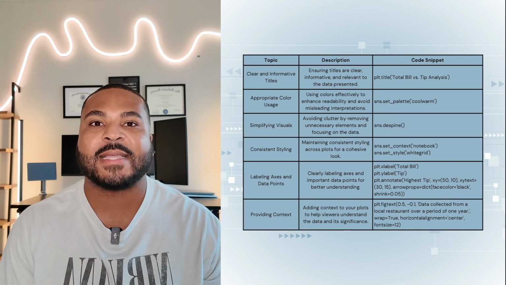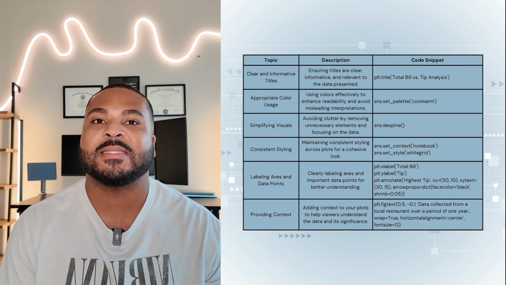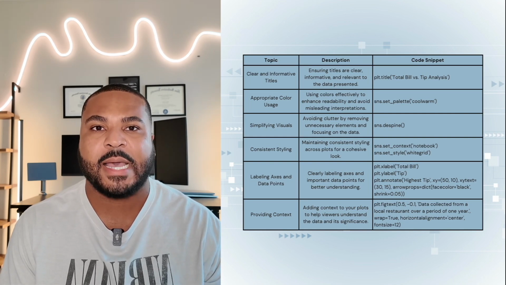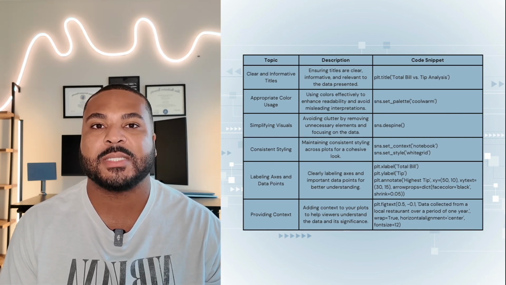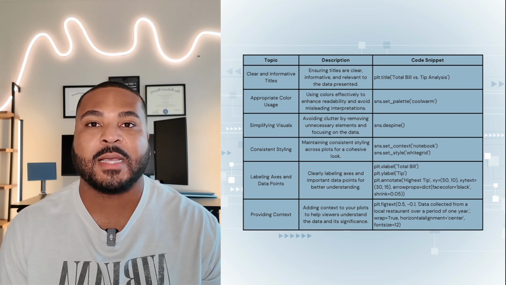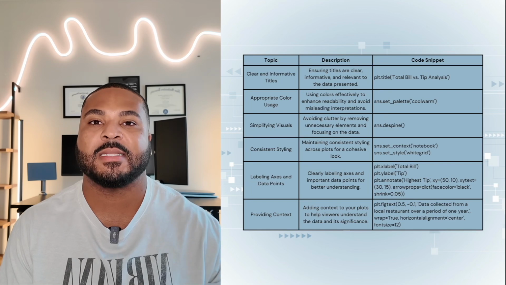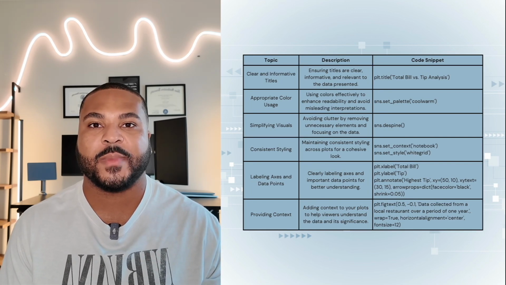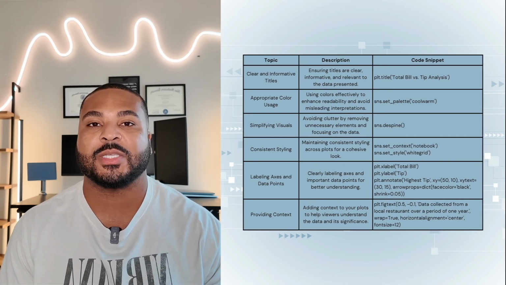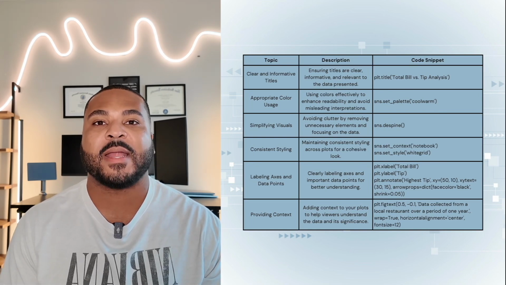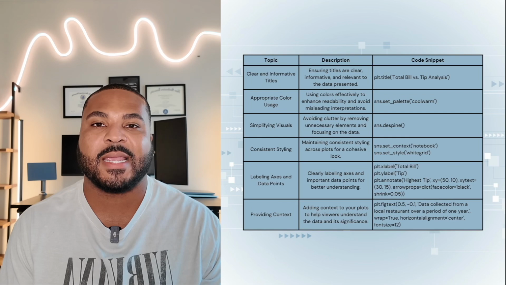Clear labels of axes and important data points is essential for understanding the plot. The fifth code snippet shows how to label axes and annotate a specific data point. Adding context to your plots helps viewers understand the data and its significance. You can add contextual information using the fig text function. This code snippet adds a piece of text below the plot, providing context about the data source and time period.